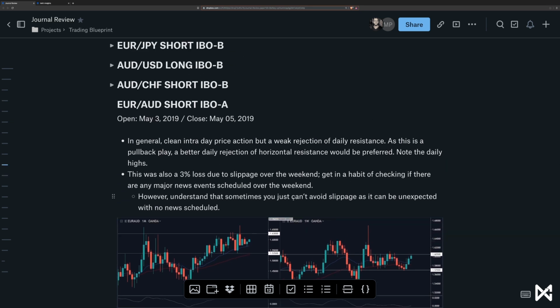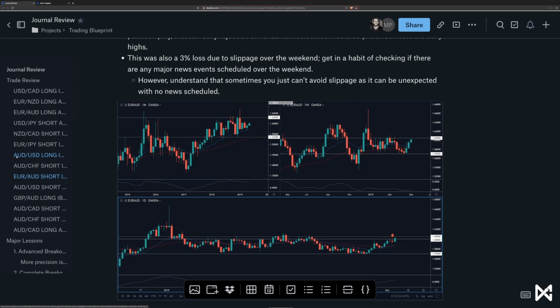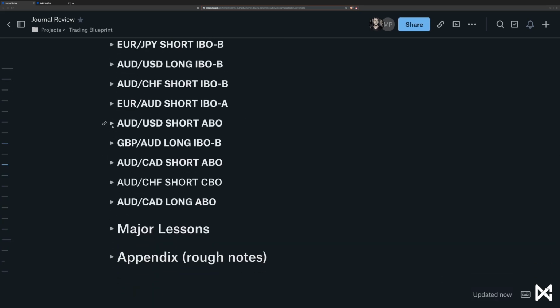The major thing here is make sure the daily chart is actually fully rejecting your resistance, not just barely topping it, okay? So that's good. That is Euro Azie. Let's quickly go through these last few.